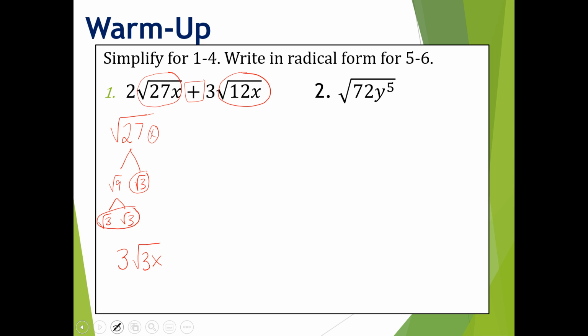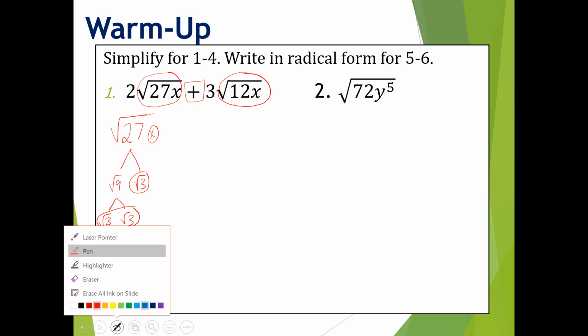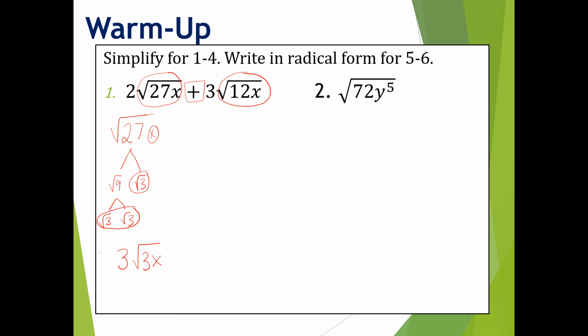Now, let's also bring our 2 back that was originally there. So we have 2 times 3 radical 3x, or 6 radical 3x. So that's the 27x. Let's see what happens when we break down this 12x. Again, we're going to ignore the 3 for a second. We're going to break down the 12. Again, you can do it. I'll do it with the x this time if you want to see.